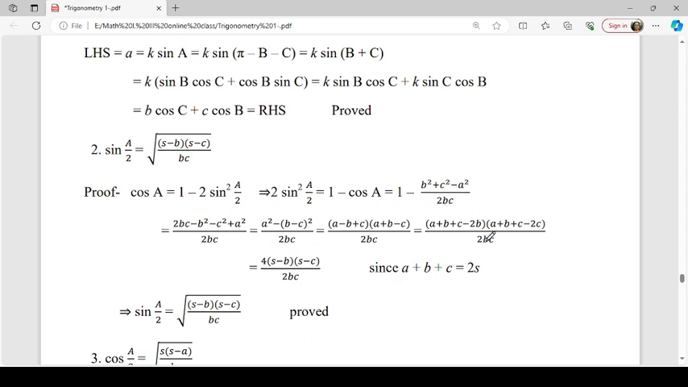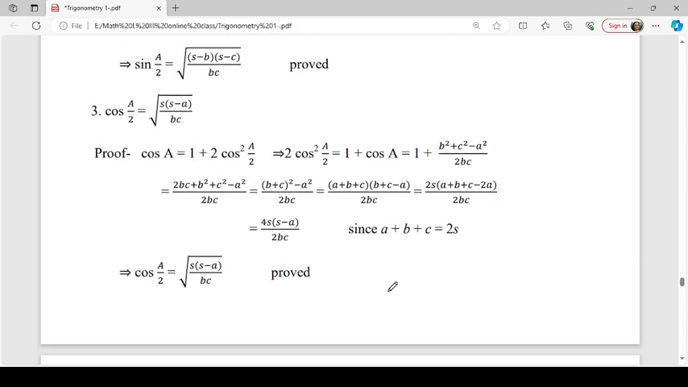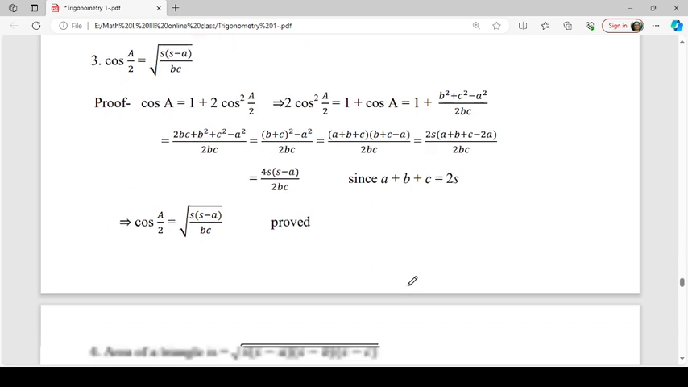And after simplification we get this a plus b plus c as twice the perimeter of this, so it is s minus b, s minus c. And sine of A by 2, this is s minus b by s minus c, it is this one. Cos is this. So these are the calculations. Cos A, we are writing this as this, it is twice a plus b plus c into this, then root over, so this value.